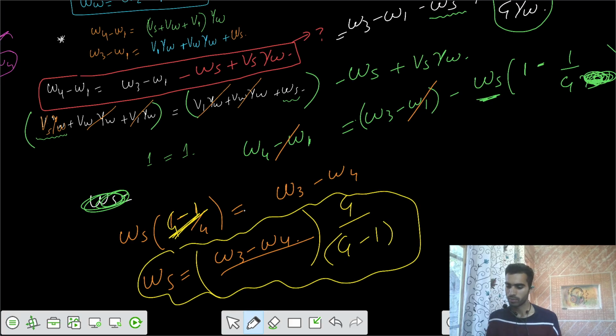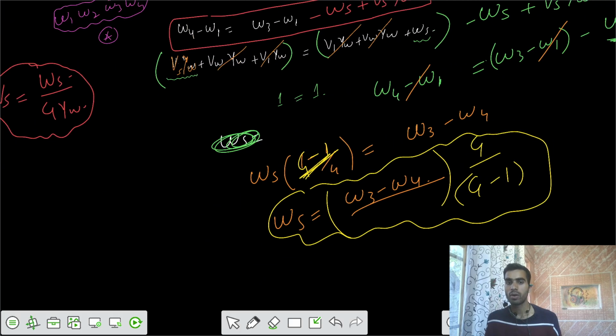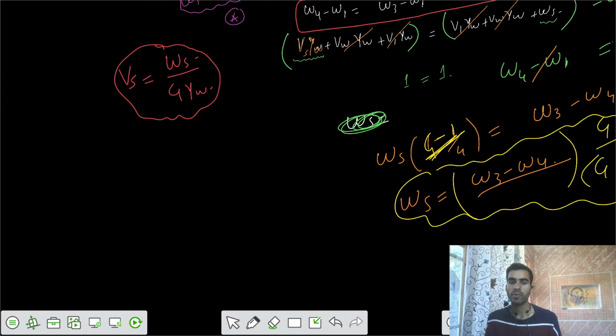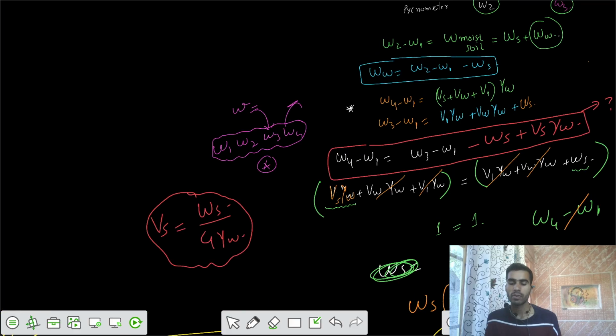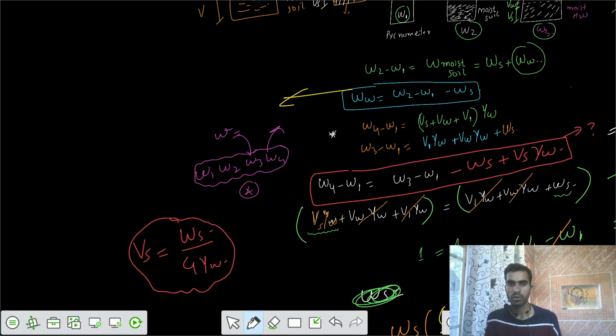Weight of solids. Is it the same? Yeah. Now we need to substitute the same value of weight of solids in the actual equation that we have: water content equals weight of water by weight of solids. So we need to substitute all that here. What was the equation for weight of water? This was the equation for weight of water.